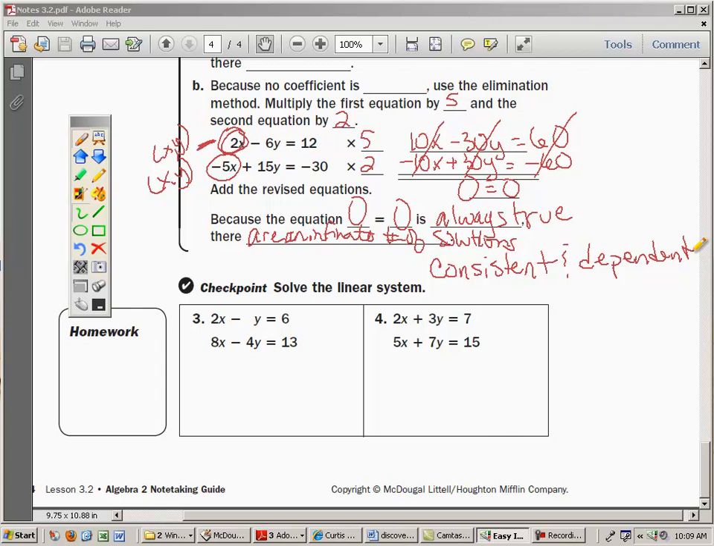So as I'm finishing my recording here, the two checkpoint problems, I want you to try them both. I will tell you that the solution for the first one, there are no solutions. And for this one, your solution is negative 4 and 5. Try those two examples. You should get those two solutions.